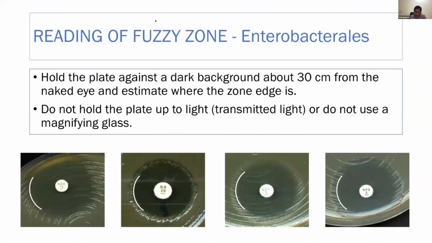If there is a fuzzy zone, again, hold the plate. So how do you measure? It is very difficult to measure whenever there is a fuzzy zone. So the recommendation is to use a dark background, keep the plate around 30 centimeters away, and estimate where the zone is. Again, it is naked eye estimation, not by use of magnifying glasses. Just estimate, look for the zone margin clearly, and measure the zone size.